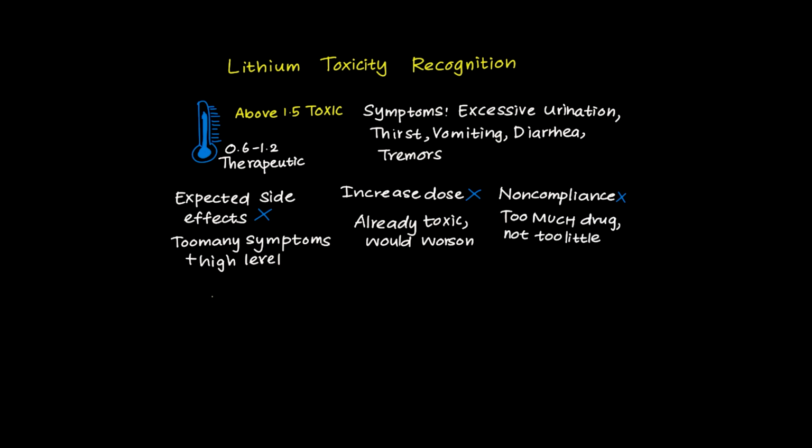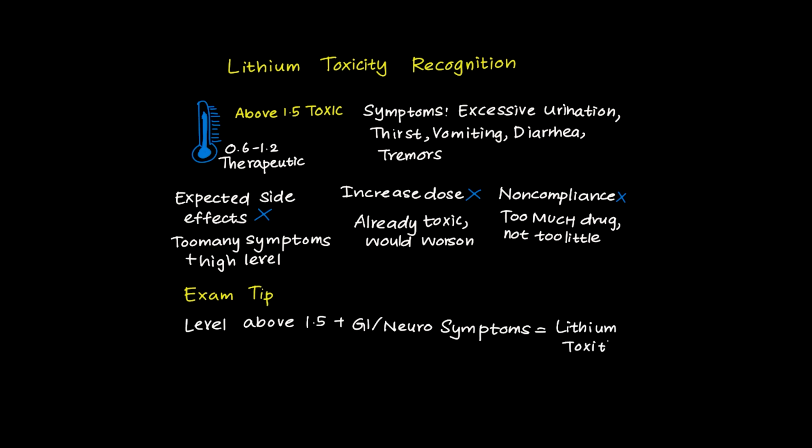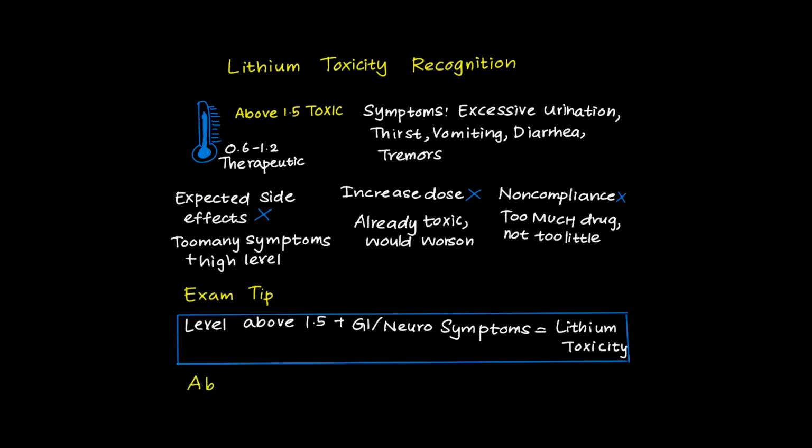Here is a WGU D441 OA exam tip for you. Lithium toxicity questions always give you the level above 1.5 and a cluster of GI plus neuro symptoms. When you see that combination, it is toxicity. Quick recall hook: above 1.5 means lithium is alive with trouble. Toxic zone.